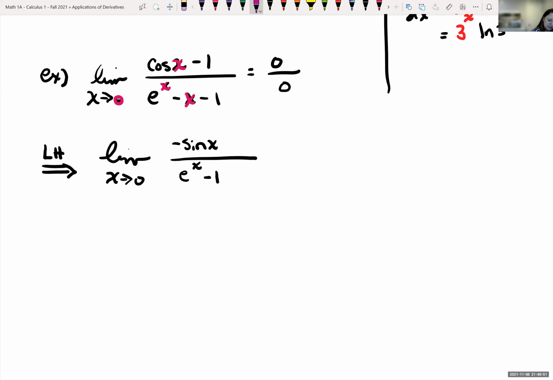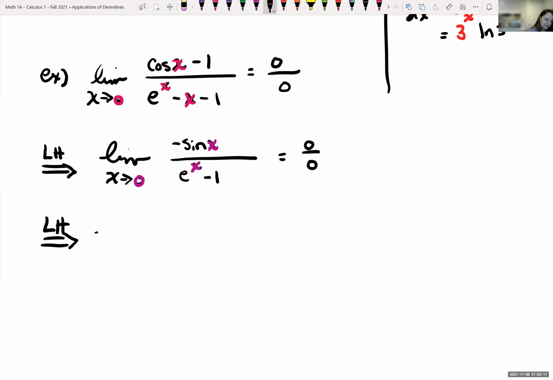So again, I would do direct substitution. But again, I notice here's the case of what I was just talking about. I get negative sine of 0, well, sine of 0 is 0. So negative 0 is 0. All over e to the 0 is 1. 1 minus 1 is 0. So this is where I would want to use L'Hopital's rule again on my answer above.